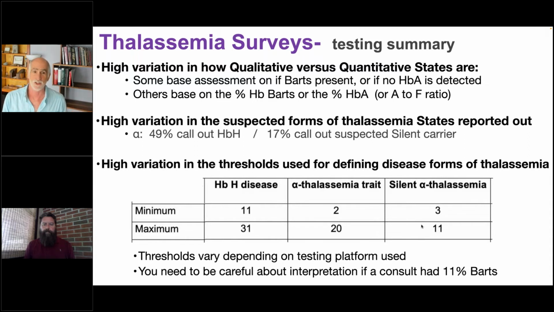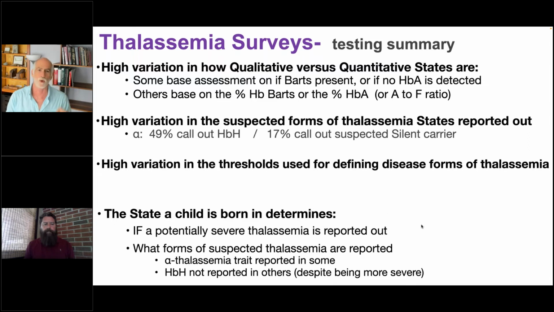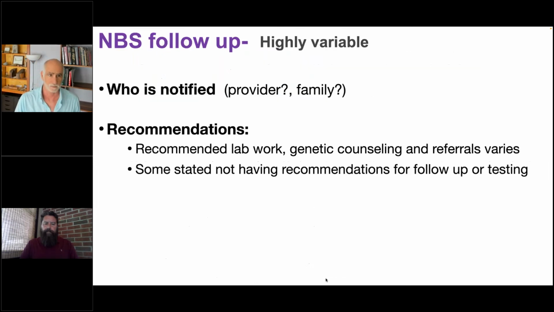So it's confusing. The state a child is born in determines if a potentially severe thalassemia is reported out and what forms of suspected thalassemia are reported out. Alpha thal trait is mostly a genetic counseling issue. Sometimes these children are given inappropriate iron, so you need to sort that out versus iron deficiency, but there are no severe clinical issues. But in some states, a more severe condition, hemoglobin H, is not even reported out, despite it being more severe.